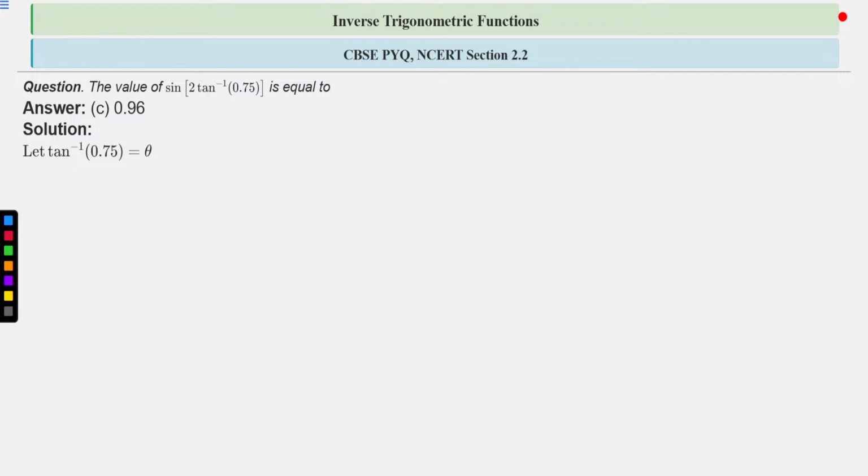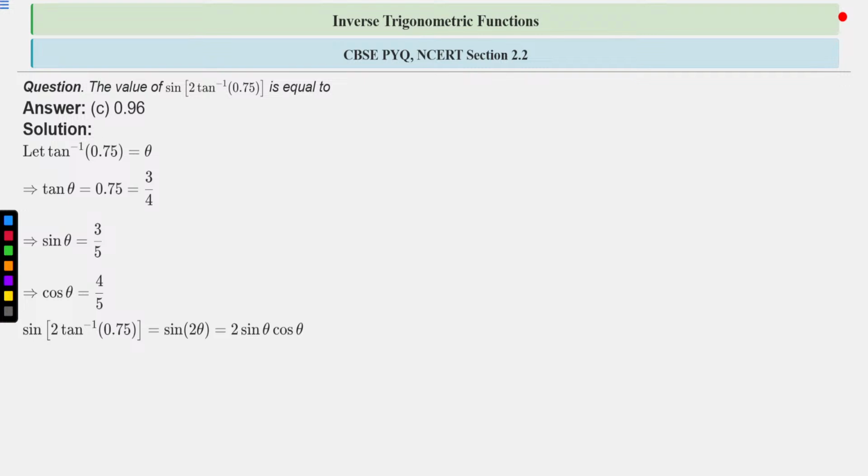So you can assume tan inverse 0.75 as theta. Therefore, tan theta will be equal to 0.75, which is equal to 3 by 4. If tan theta is 3 by 4, then sin theta will be equal to 3 by 5. Therefore, cos theta will be equal to 4 by 5.